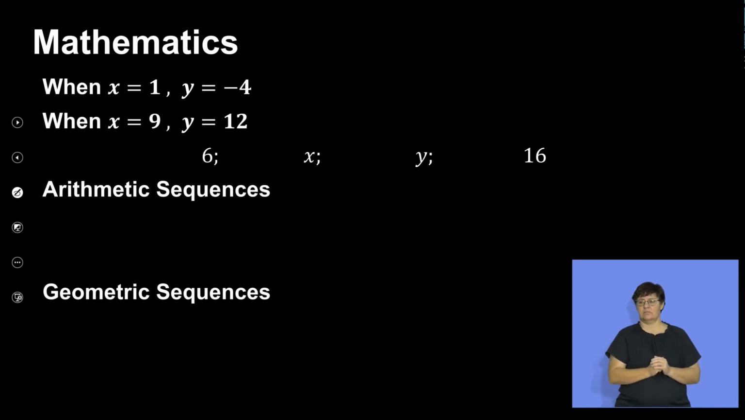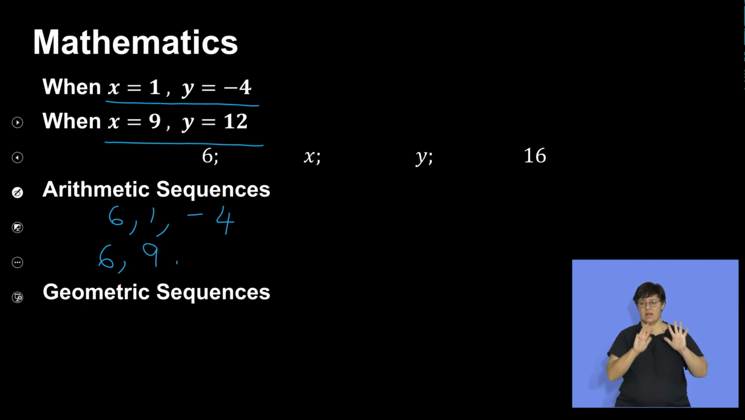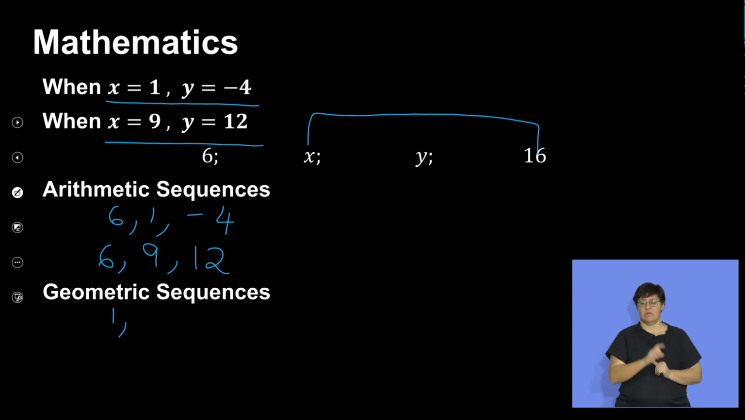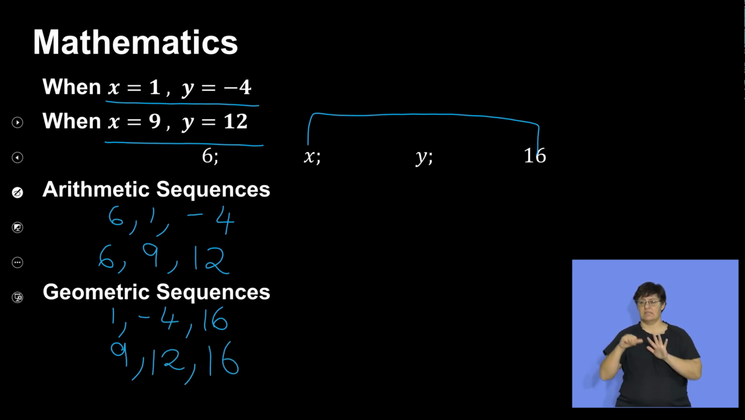So we are now going to write down the individual sequences. We have the arithmetic sequences, which are the first three terms, so it's going to be 6. Then using the first option, it's going to go 6, 1, negative 4. Using the second option, it's going to be 6, 9, 12. Just remember, I'm substituting in x and y. The geometric sequences are the last three, so this is going to be 1, negative 4, 16. Then using 9 and 12, it's going to be 9, 12, 16.